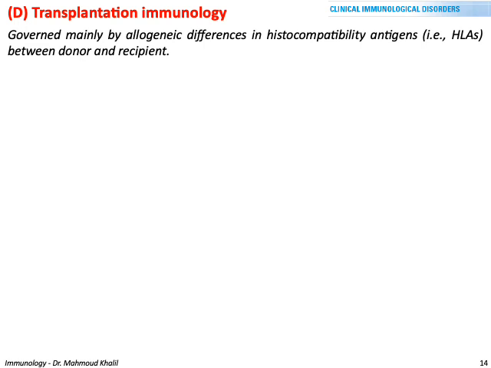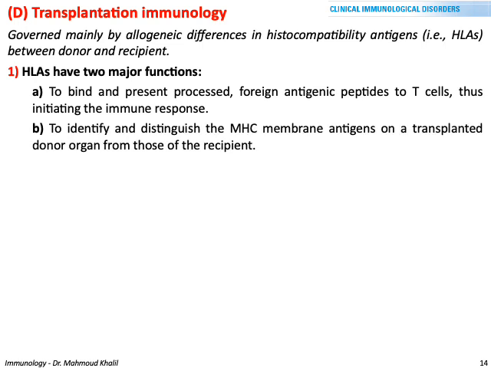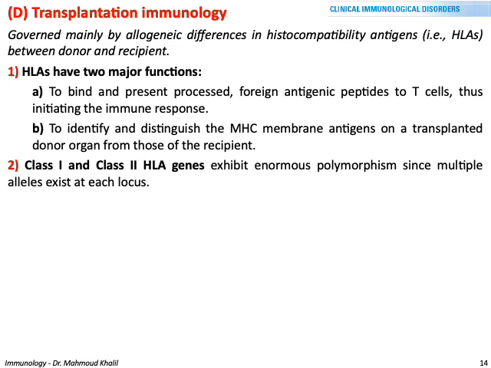The second topic of our lecture today is transplantation immunology. This is governed mainly by the allogenic differences in HLAs between donor and recipient. HLAs have two major functions: to bind and present processed foreign antigenic peptides to T cells, thus initiating the immune response, and to identify and distinguish the MHC membrane antigens on a transplanted donor organ from those of the recipient.